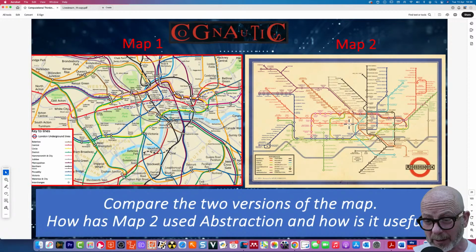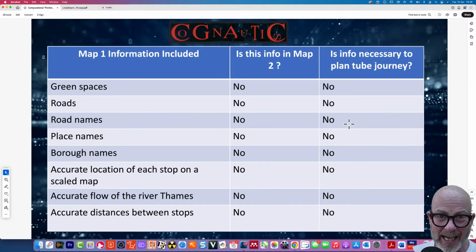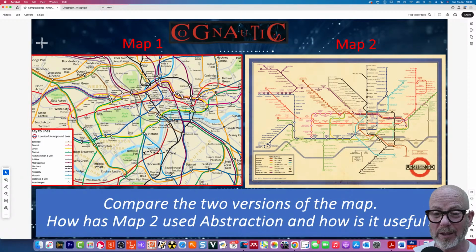The accurate flow of the Thames? No. It's helpful to know whether you're north or south of the river when you're in London, but you don't need to know exactly how the Thames is flowing. And what about, lastly, the distances between stops?